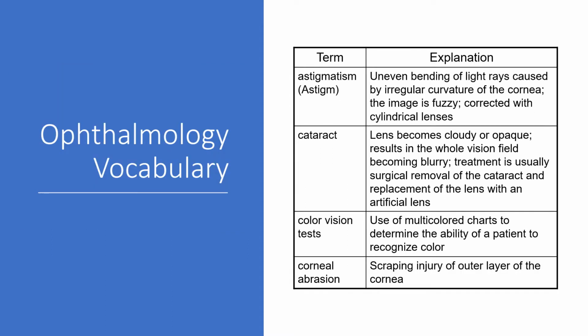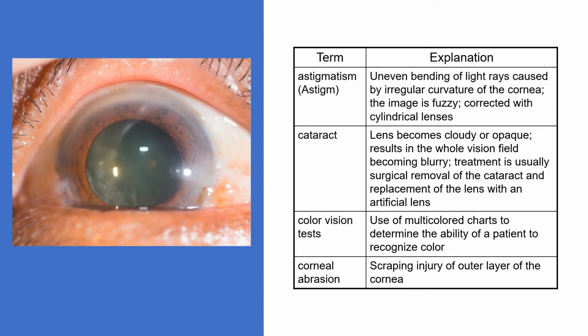Astigmatism is the uneven bending of light rays caused by the irregular curvature of the cornea. The image is fuzzy and it can be corrected with cylindrical lenses. Cataract is when the lens becomes cloudy or opaque and it results in the whole vision field becoming blurry. The treatment is usually surgical removal of the cataract and replacement of the lens with an artificial lens.